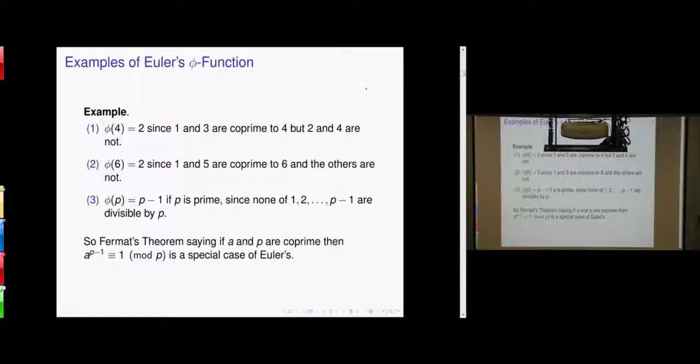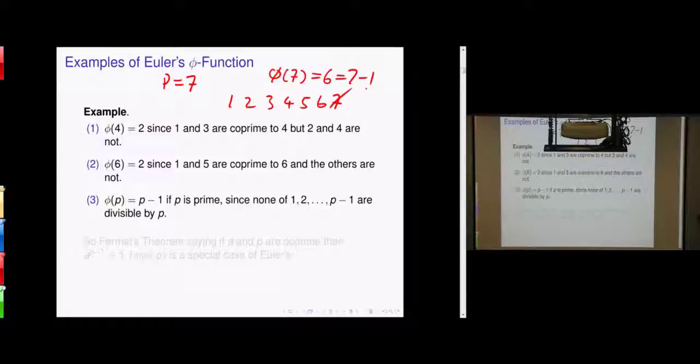Now, here's the statement of Fermat's theorem. Fermat's little theorem says, if a and p are co-prime, then a to the p minus 1 is congruent to 1 modulo p. Now, look at this form. This is exactly a special case of Euler's theorem.